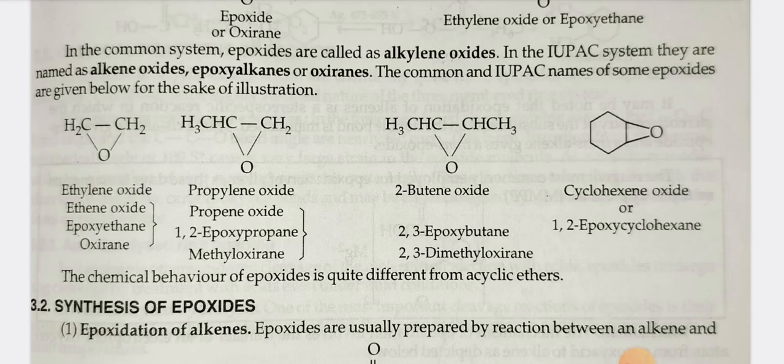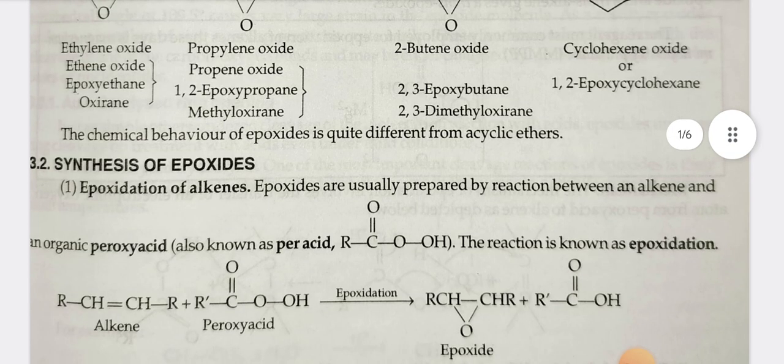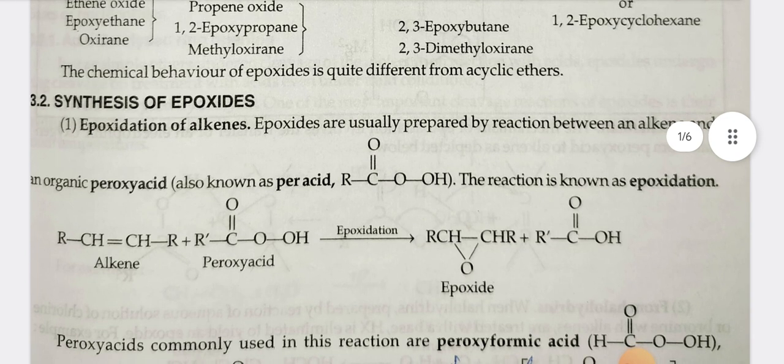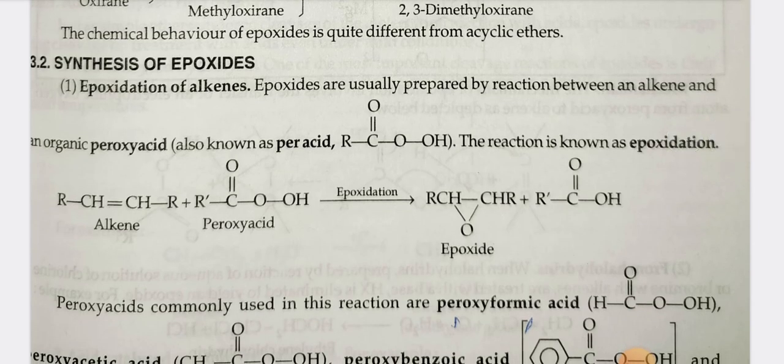The chemical behavior of epoxides is quite different from acyclic ethers. Synthesis of epoxides. First, epoxidation of alkenes. Epoxides are usually prepared by the reaction between an alkene and an organic peroxy acid, also known as peracid, RCO3H. The reaction is known as epoxidation, in which alkene plus peroxy acid gives epoxide.